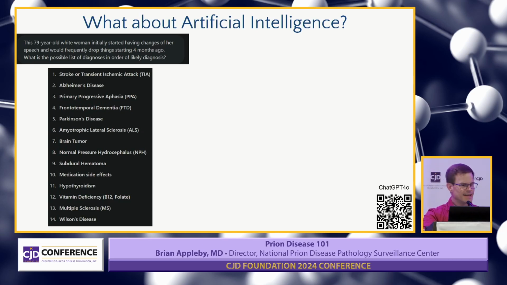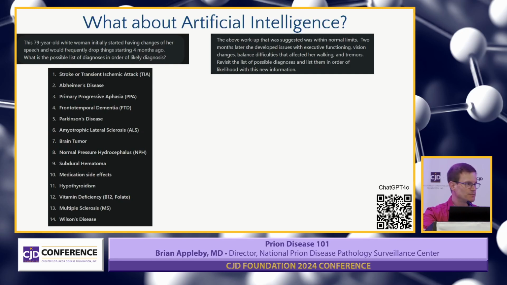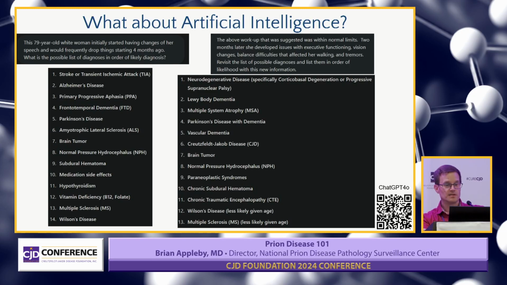And then I'm not showing this, but they kind of offered a list of tests that I could order. So I did that. None of them were positive, of course, in my patient. So I said the above workup that you suggested was within normal limits, but 2 months later, she developed issues with executive functioning, vision changes, balance problems, affecting her walking and tremors. So revisit that list that you gave me earlier and let me know what else I should do. So that new list was better. Number 6 is CJD. At least it made the list now, so that's good.